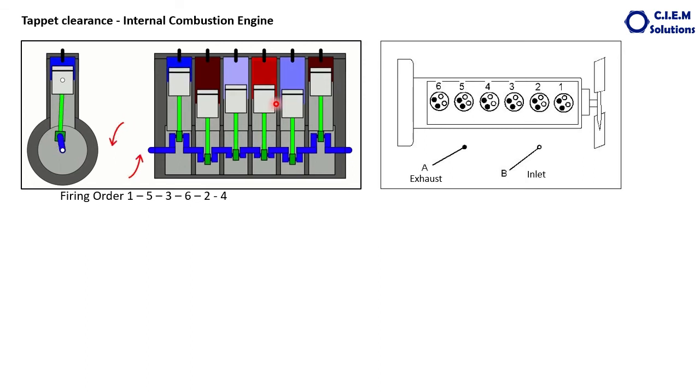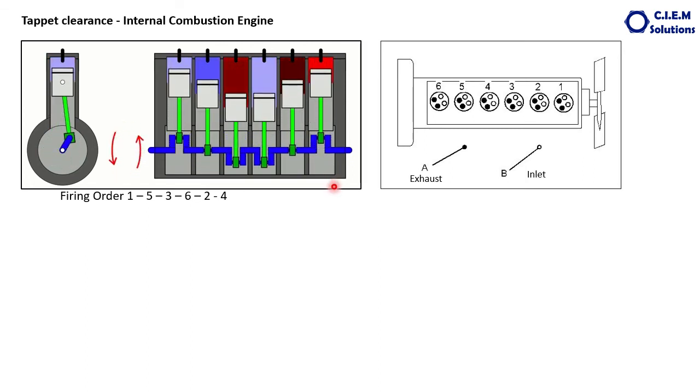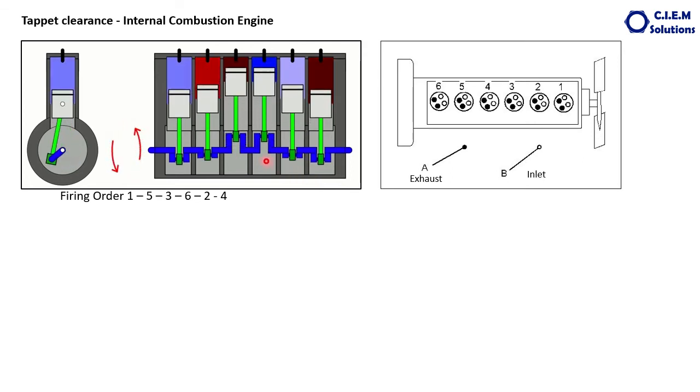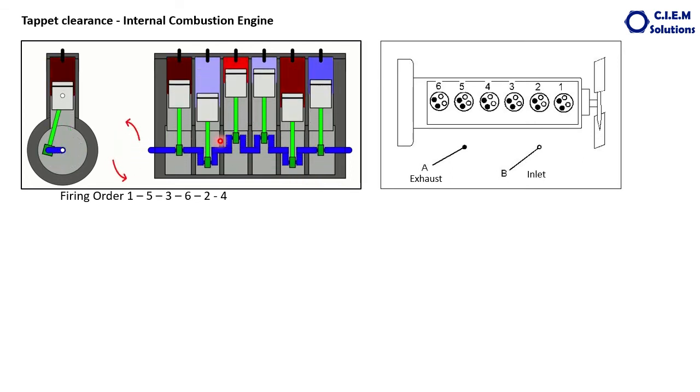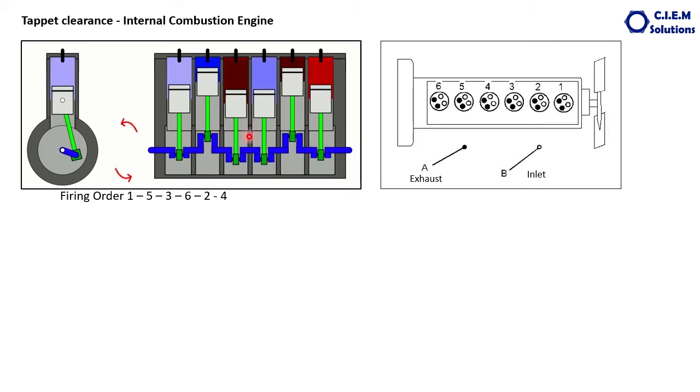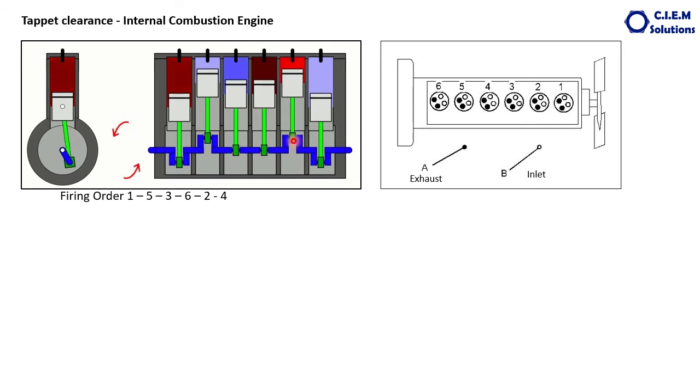Why has this numbering been given? This is mainly to maintain balancing, to minimize the vibrations generated during the power stroke and to maintain balance in the crankshaft. So this firing order is essential.